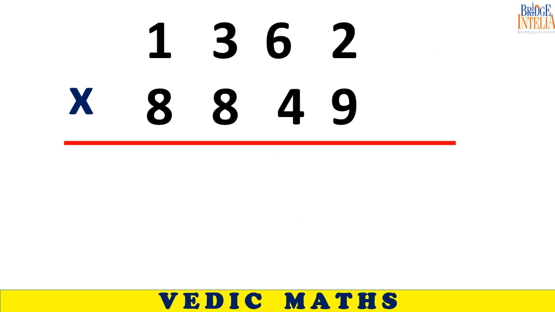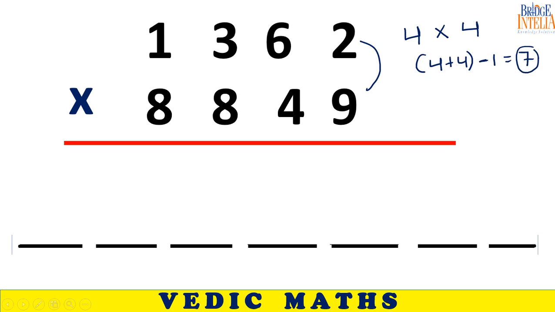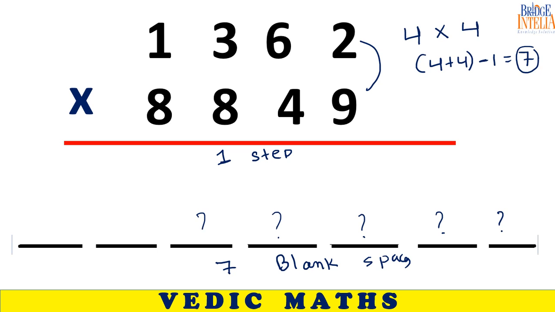Let's take another example. In this example you are given a 4 digit number getting multiplied with another 4 digit number. So 4 plus 4 minus 1 is equal to 7. What is the significance of this 7? The significance is that if you want to get the answer in one single step, you will have to fill 7 blank spaces. You can count here, there are 7 blank spaces. If you somehow fill all these 7 blank spaces, your answer will be ready in one single step.